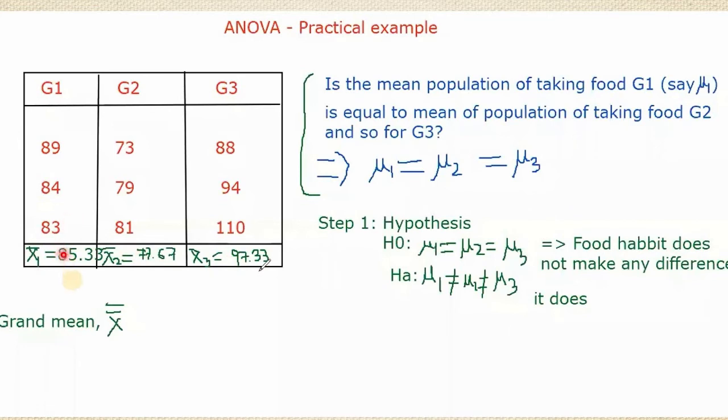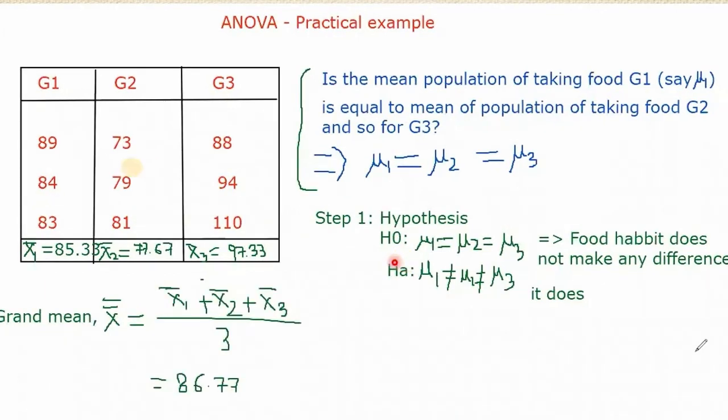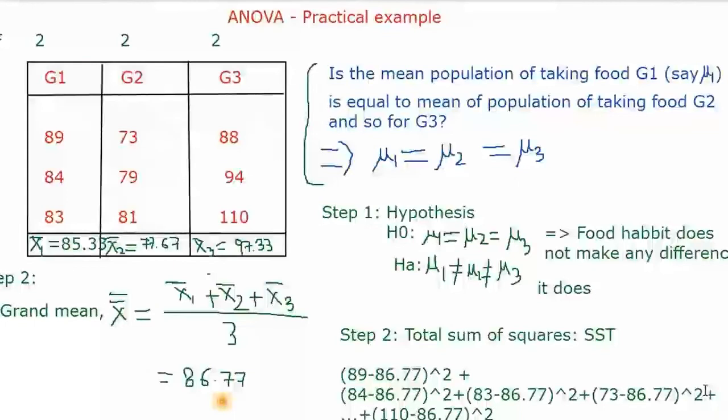So already you can see there is some difference between the group means, but the question again is, this is only the sample mean. Is this sample mean reflecting what is happening in the population mean or not? That is the hypothesis that we need to prove. Now let's see the grand mean, which will be x1 bar plus x2 bar plus x3 bar divided by 3, which is 86.77. Step 2, I will find the total sum of squares, SST.